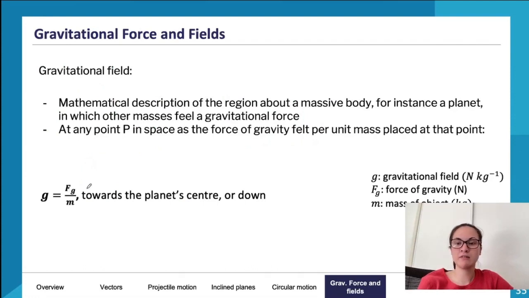Alright, gravitational force and fields again. So a gravitational field is a mathematical description of the region of space about a massive body, for instance a planet, in which other masses feel a gravitational force. So at any point P in space, there is a force of gravity felt per unit mass placed at that point. And this is where we have that formula. Gravity is equal to the force of gravity divided by mass, towards the planet's center or down. This formula isn't really used a lot. It's literally just a variation of what we've been using earlier, which is the force due to gravity is equal to the mass times gravity.